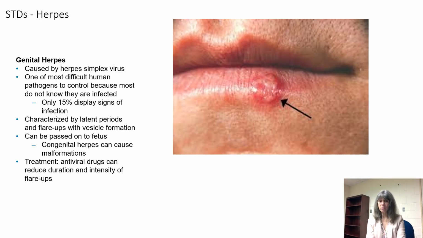Herpes is caused by the herpes simplex virus, and it's one of the most difficult human pathogens to control because most people don't even know they're infected. Only 15% will display some type of infection sign. These are characterized by latent periods and flare-ups with the formation of vesicles and can be passed on to a fetus. Congenital herpes can actually cause malformations to occur in developing babies, and the treatment for herpes is usually with antiviral drugs that can reduce the duration and intensity of the flare-ups.